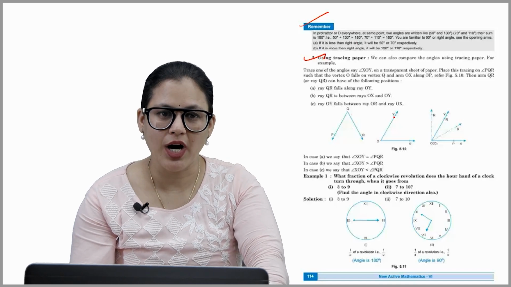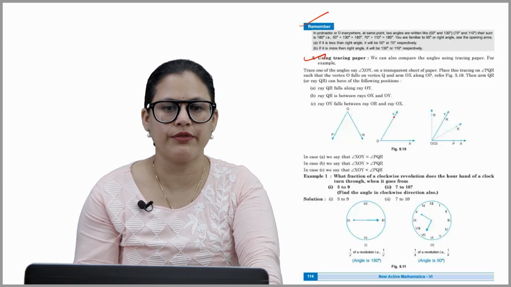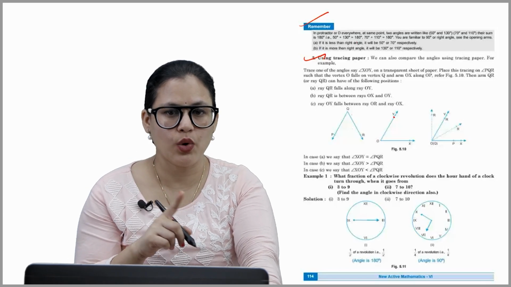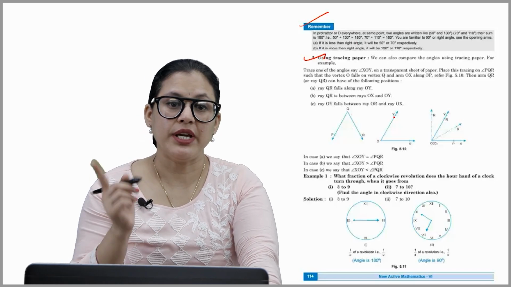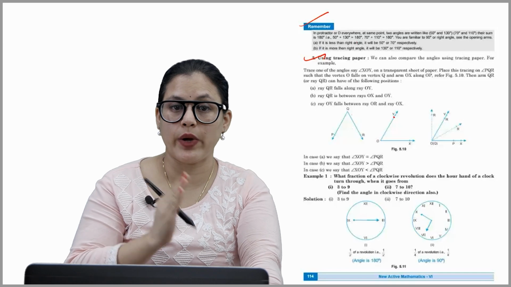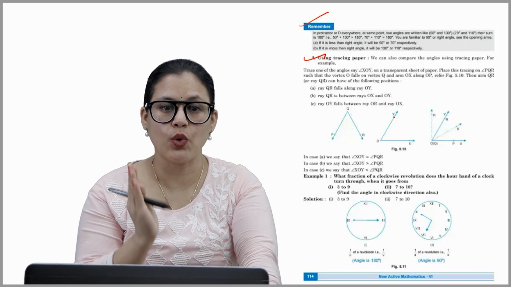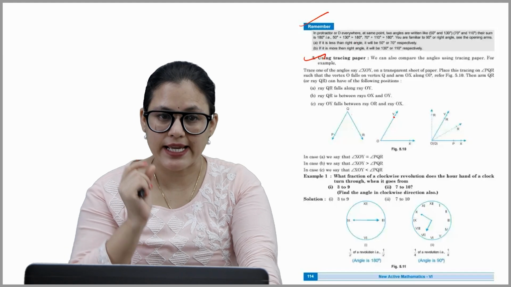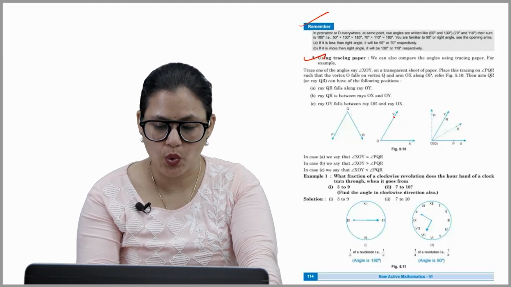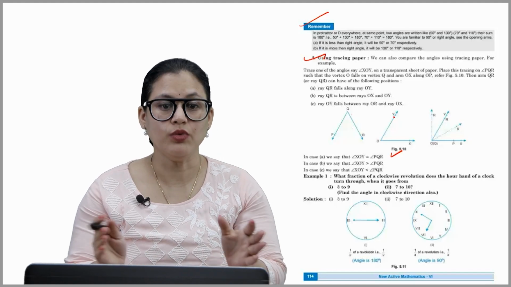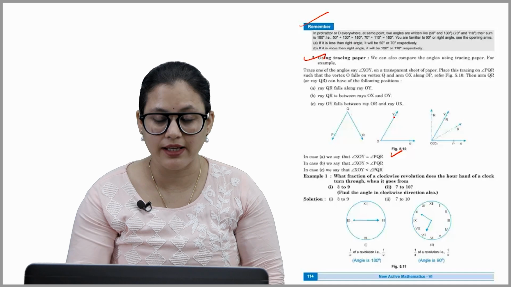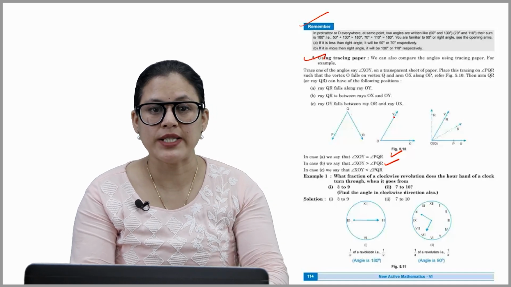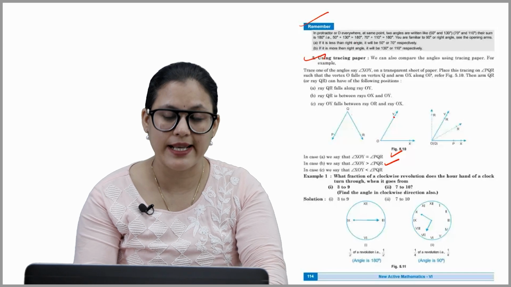Then arm QR or ray QR can have the following positions. A. Ray QR falls along ray OY. B. Ray QR is between rays OX and OY. And C. Ray OY falls between ray QR and ray OX. In case A, we say that angle XOY is equal to angle PQR, and in case B, we say angle XOY is greater than angle PQR, and in case C, we say that angle XOY is less than angle PQR.